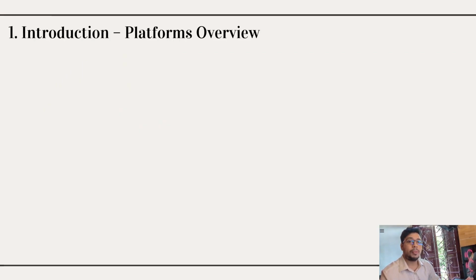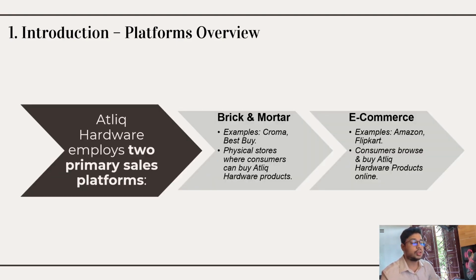So let me introduce you to the platforms. Now we have to know about the platforms and channels before moving into the dashboard presentation. Atlic Hardware employs two primary sales platforms. One is the brick and mortar platform and another one is the e-commerce platform. So what is the brick and mortar platform? The brick and mortar platforms are those with physical stores. They are like Chroma or Best Buy.